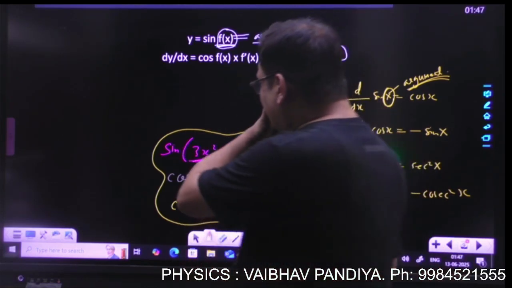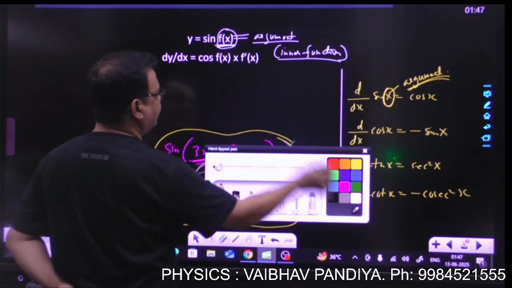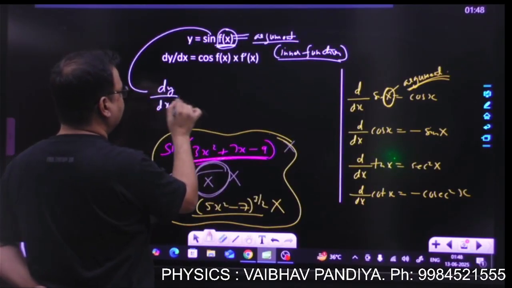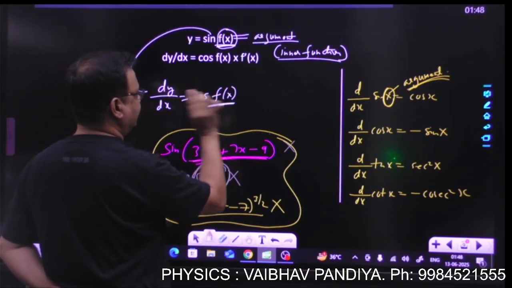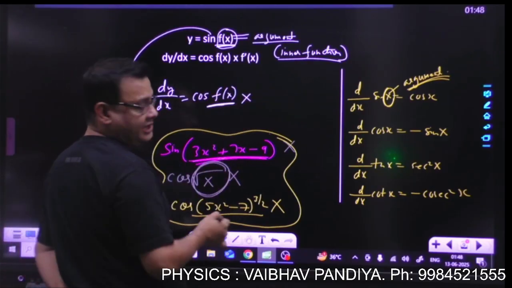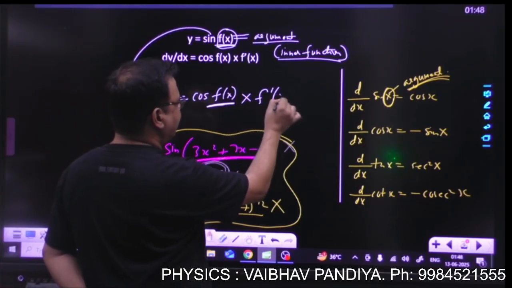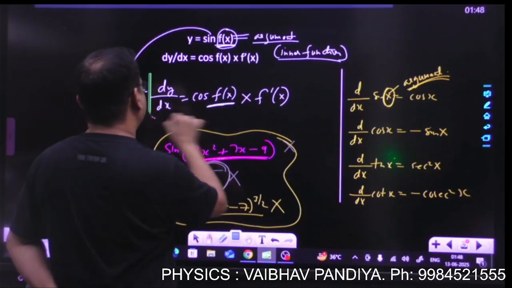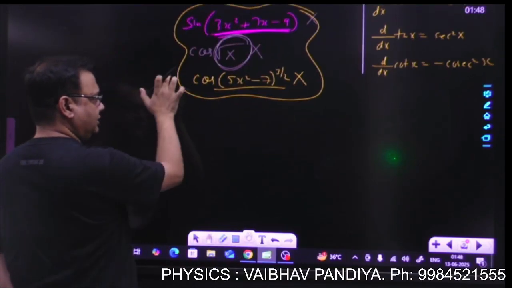So had the argument been a single quantity, the derivative of sine would be cos, correct? So dy by dx will be equal to cos of f of x. We won't disturb the argument. Now form the chain, multiply with the derivative of the argument, that is f prime x. F prime x is the notation for the derivative of f of x. Okay, now let's see some illustrations.